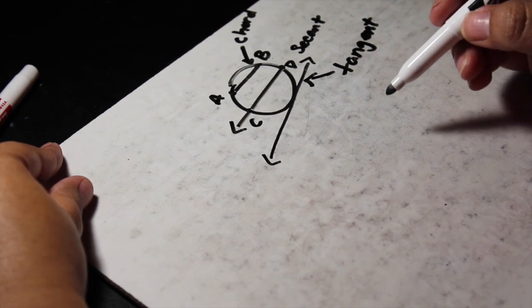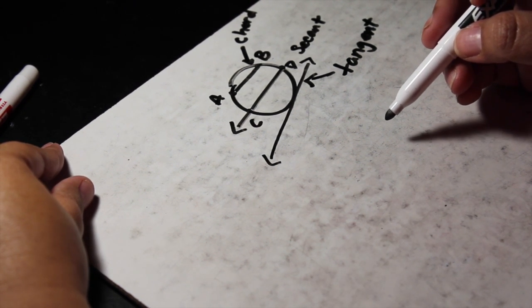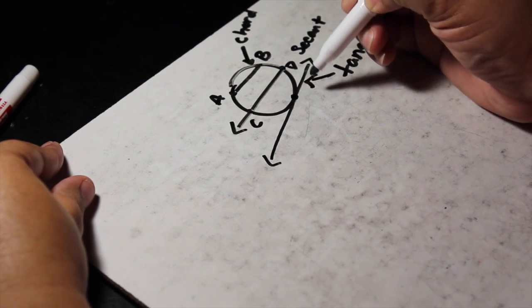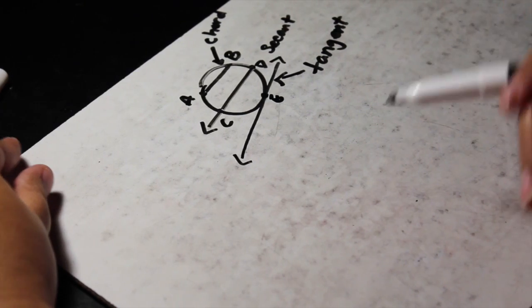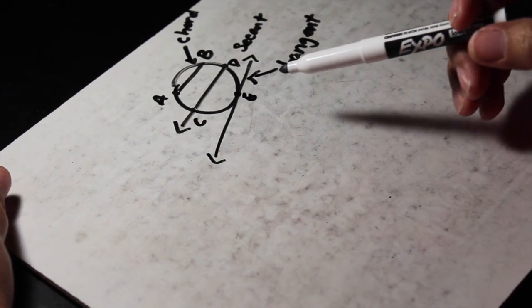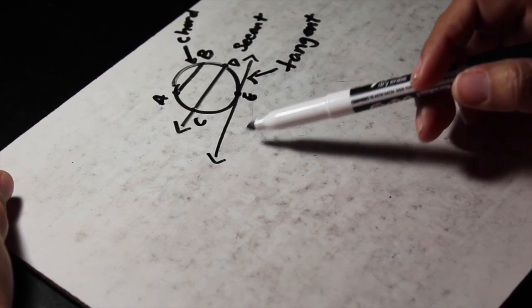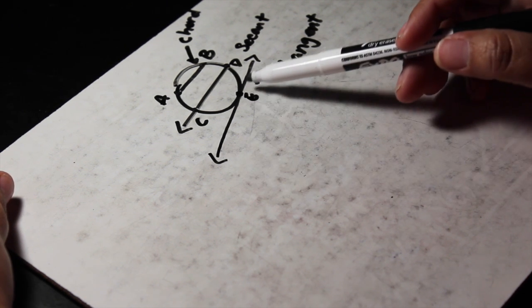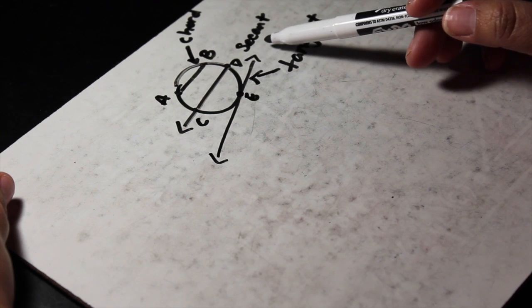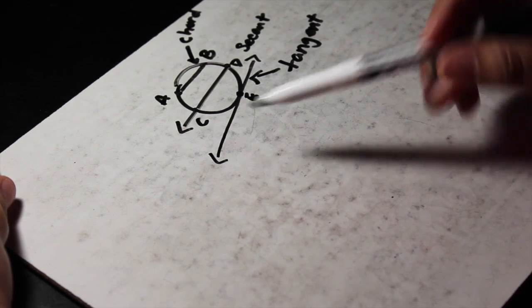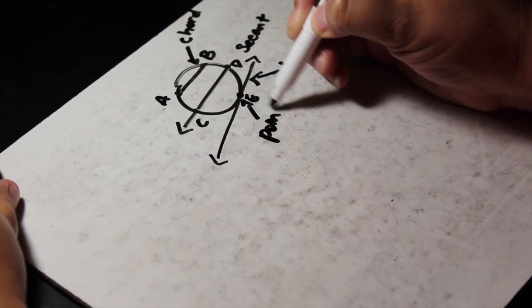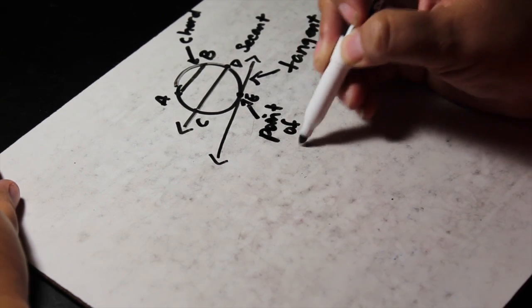Okay, the tangent of a circle. Let's call this point where it intersects the circle E. So a tangent again is a line in the same plane as a circle that intersects at exactly 1 point on a circle, called the point of tangency. So this right here is the point of tangency.